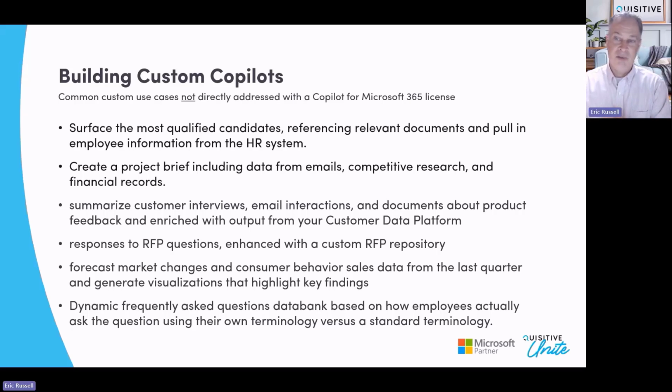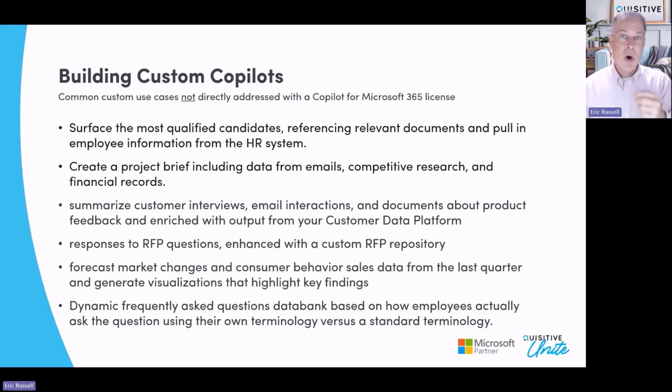Okay, so if you are the very first one there, pull in employee information from an HR system, it's going to be a custom Copilot, right? Include project brief, including data from emails, competitive research, and financial records. That information may be in your tenant. You may want to also go to the web to find some of that research as well and pull that into a model. So again, I'm not going to read every bullet point to you, but there's a theme here.